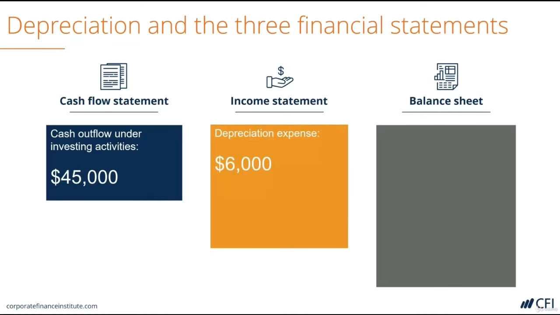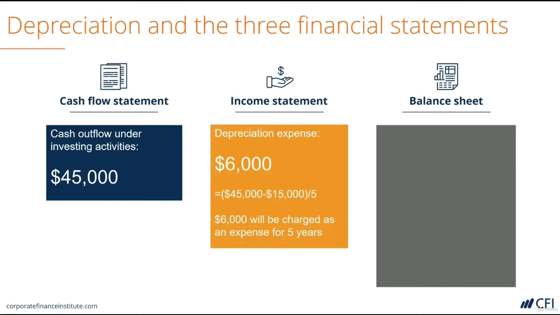On the income statement, ABC Co. would have a depreciation expense of $6,000. This is calculated by taking the purchase price of $45,000, deducting the salvage value, and then dividing by the number of years it has a useful life for. Recall we said earlier that the assumption is the company uses the straight-line depreciation method. That means that $6,000 will be expensed each year for 5 years.